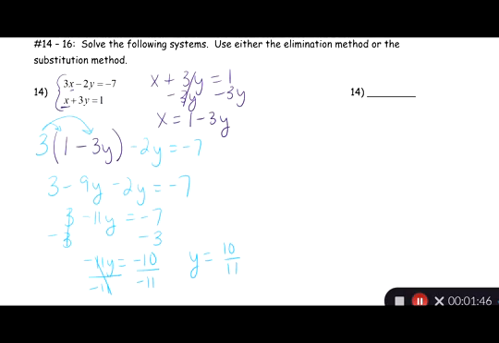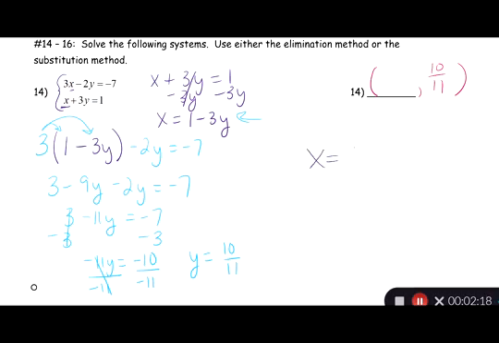Please remember that whenever you're solving systems of equations, it's always going to be an ordered pair. It's going to be a point where these two lines intersect. So 10 over 11 is my y part of that answer. If you stopped here, you would not get full credit because you only found half of the answer. What I need to do next is take y and plug it back in to my equation for x.